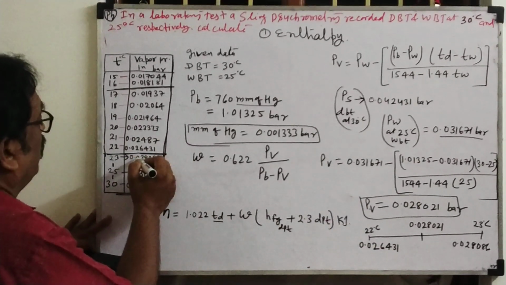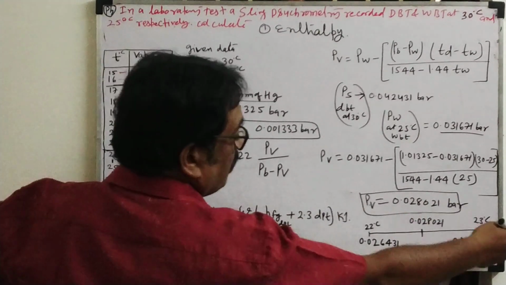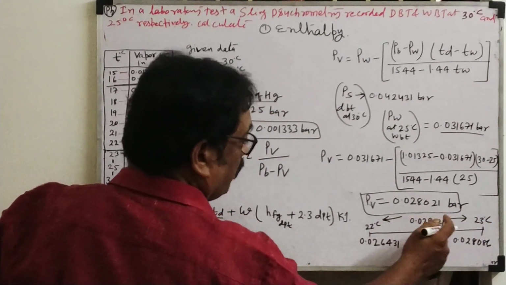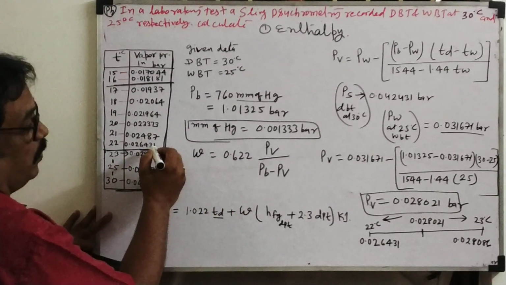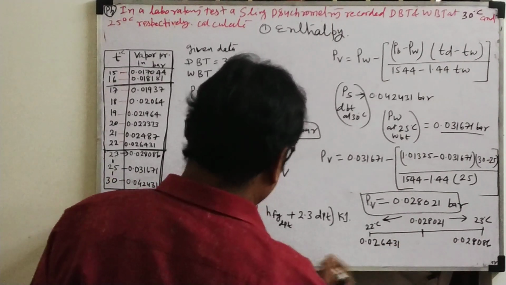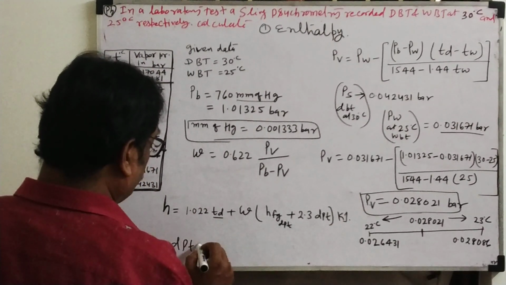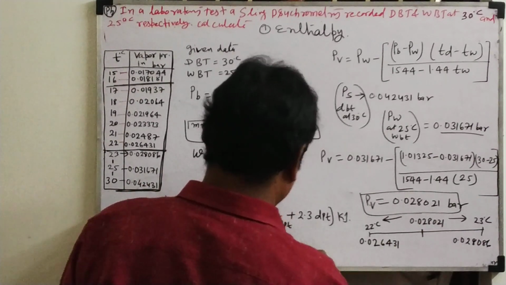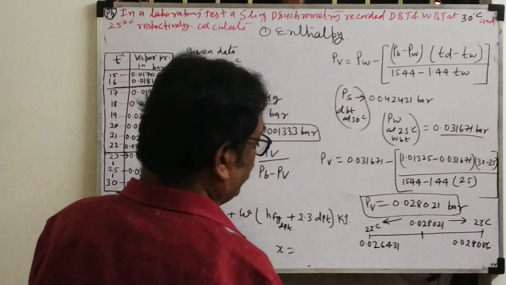So look here. 0.028086. This is the bigger value. That means this side is the value just after, and 0.026431 is the value just before. Based on this we can calculate the dew point temperature. So now, the dew point temperature is 22 plus something. What is this fraction value? We'll calculate it from here, x equal to one formula.